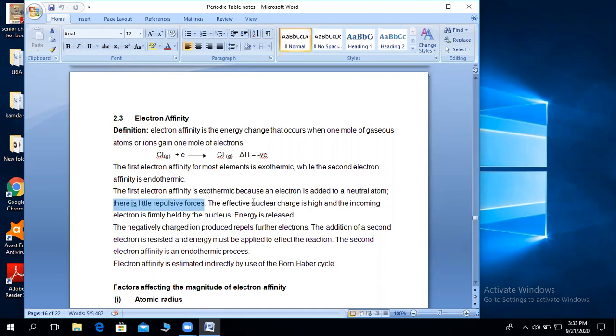I think you know what effective nuclear charge is. Effective nuclear charge is the resultant of the nuclear charge and screening effect. I think you know those terms. Nuclear charge is the attraction of the nucleus for the incoming electrons.